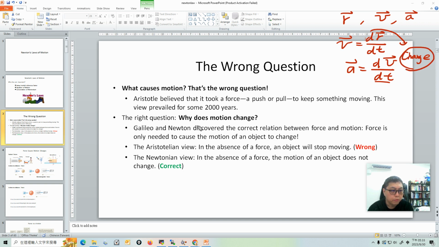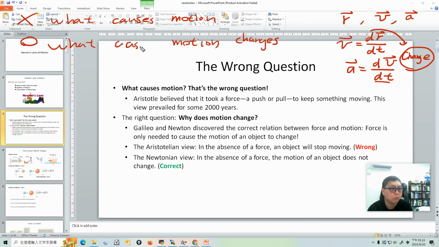Before Newton, people asked what caused motion. What causes motion? But Newton said this is the wrong question. The correct question is what causes motion changes. That's the real question. What causes motion to change?